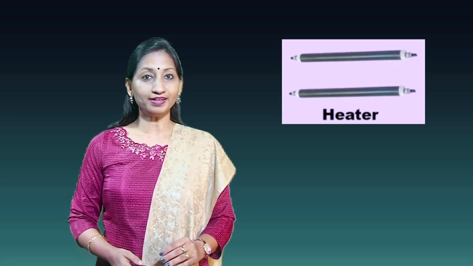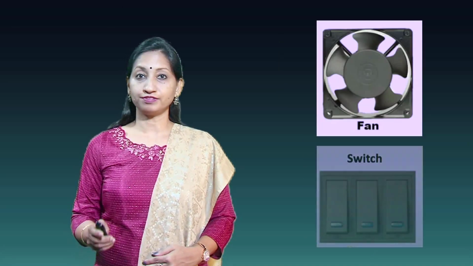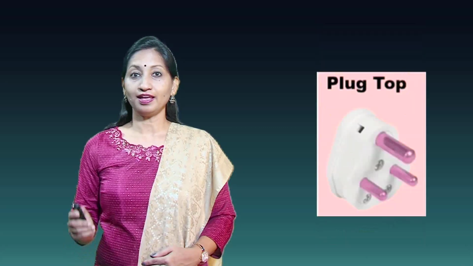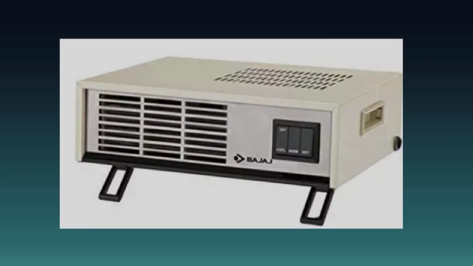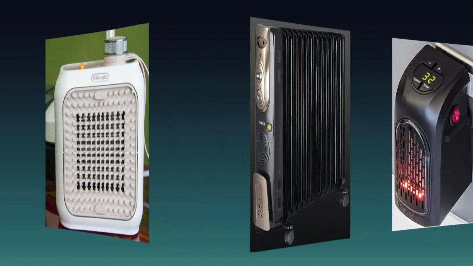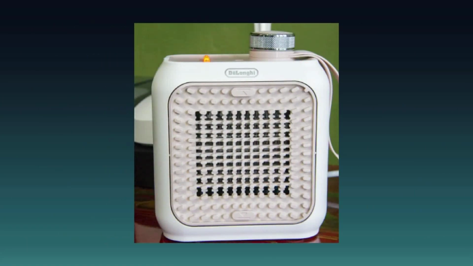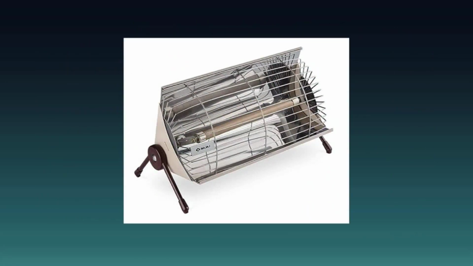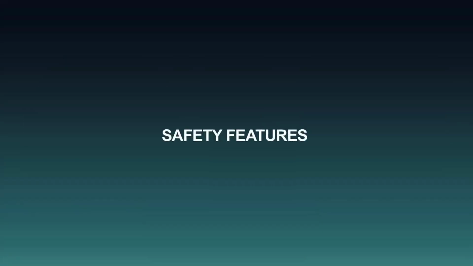Thus, the basic construction of an electrical room heater involves a heating element, control panel, thermostat, fan, safety switches, housing and insulation, and power supply. These components work together to generate heat, distribute it effectively, regulate room temperature, and ensure user safety. Room heaters are available in various designs and sizes, offering different heating capacities to suit different room sizes and user preferences. Next, we will discuss the safety features.